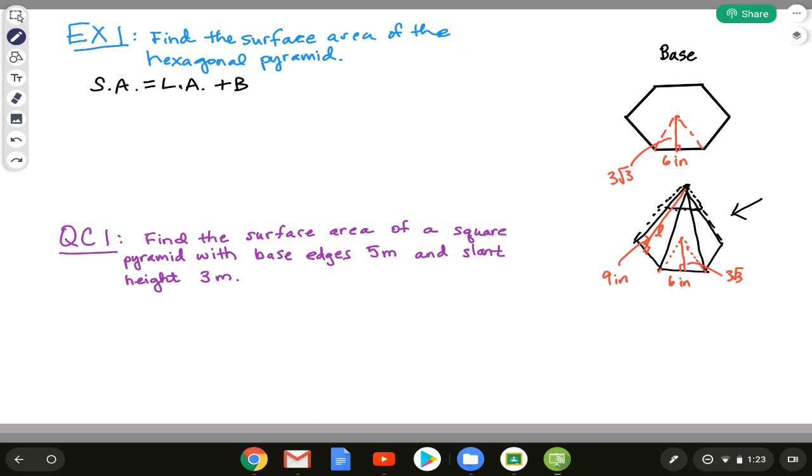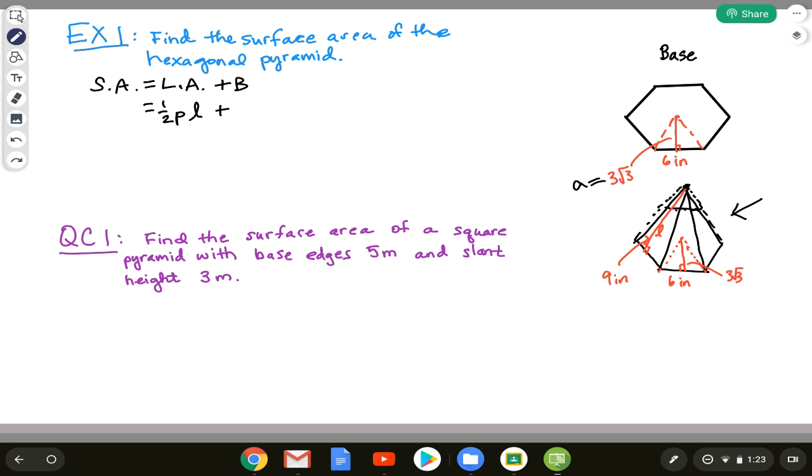The lateral area we said was 1/2 times the perimeter times the slant height. And then the area of the base depends on what the base is. This time we have a hexagon. It's a regular hexagon because this is a regular pyramid. We're given the apothem, and we're given the side.